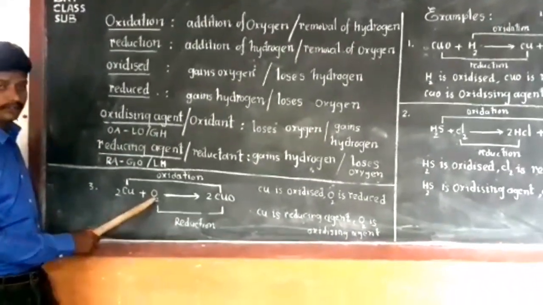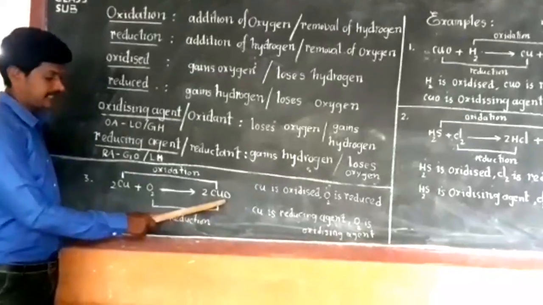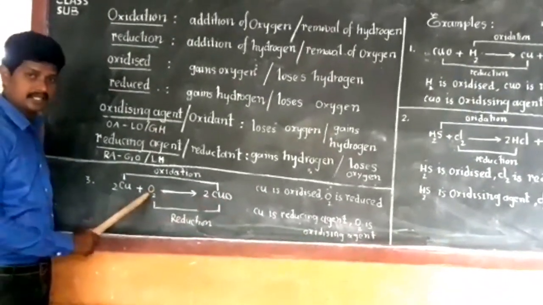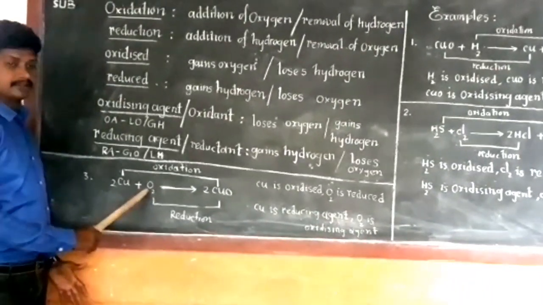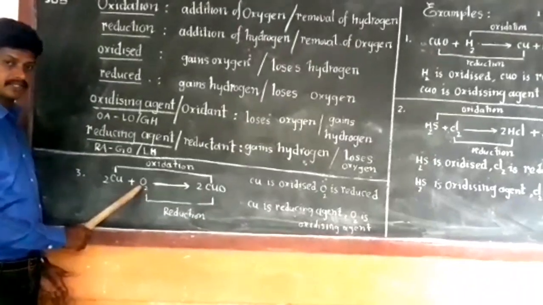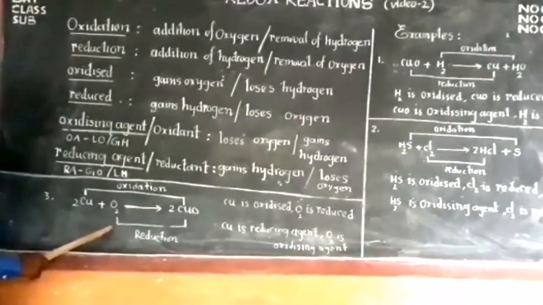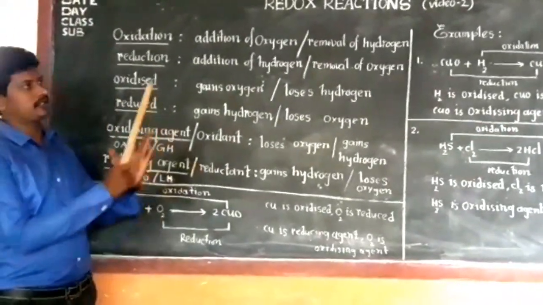Here the oxygen molecule is changing into oxide. So it is a reduction reaction. So oxygen is reduced. Oxygen is reduced as well. It acts as an oxidizing agent. Okay. So this is a clear picture about redox reactions.